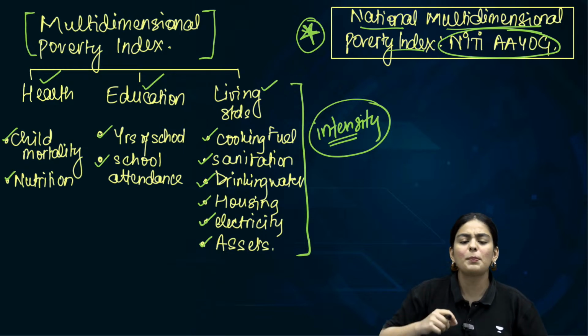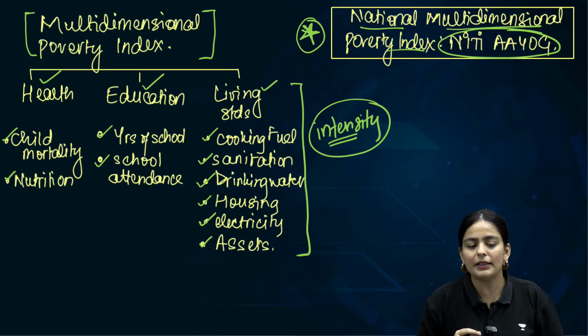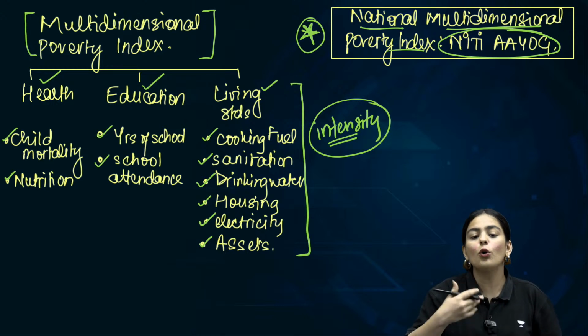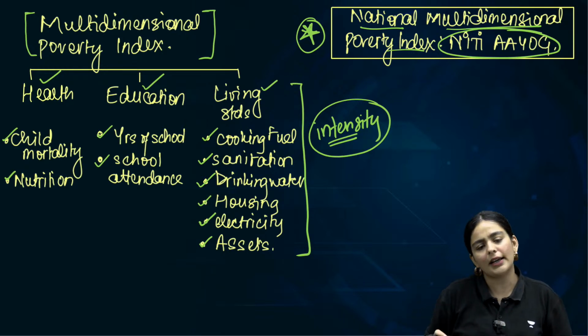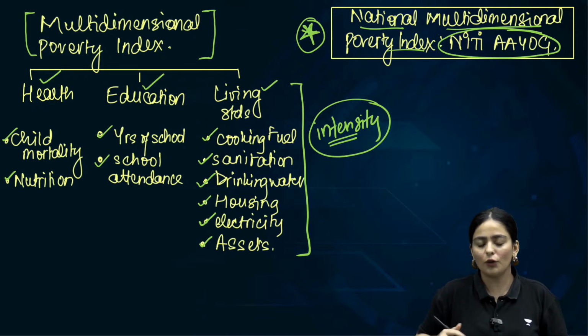You do not have to specifically remember all criterias. Only for these prominent reports, just try to go through them so that you at least know that there are more criterias in multidimensional and fewer in HDI. That should also solve the purpose.